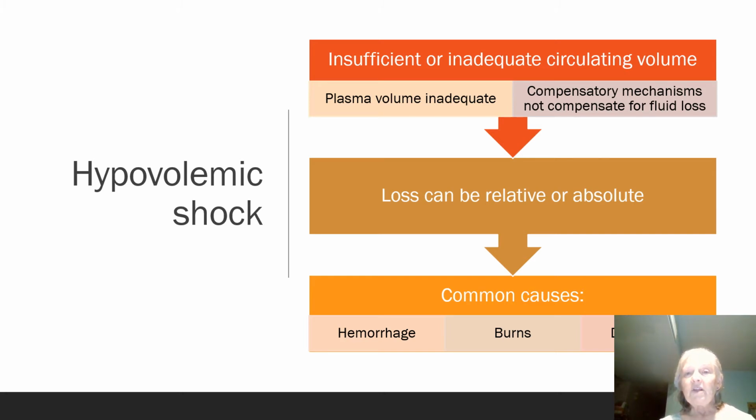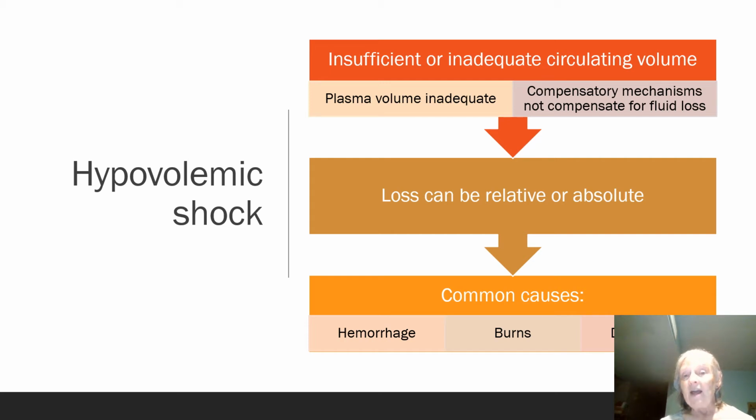So with hypovolemic shock, there it is, insufficient, inadequate circulating volume. This could be the plasma. You're going to end up losing your compensatory mechanisms that cannot make up for it anymore. There's your loss, relative or absolute. As I said, absolute means it's not there. Relative means it's there, but it's either in the wrong place or it's been diluted in some cases.